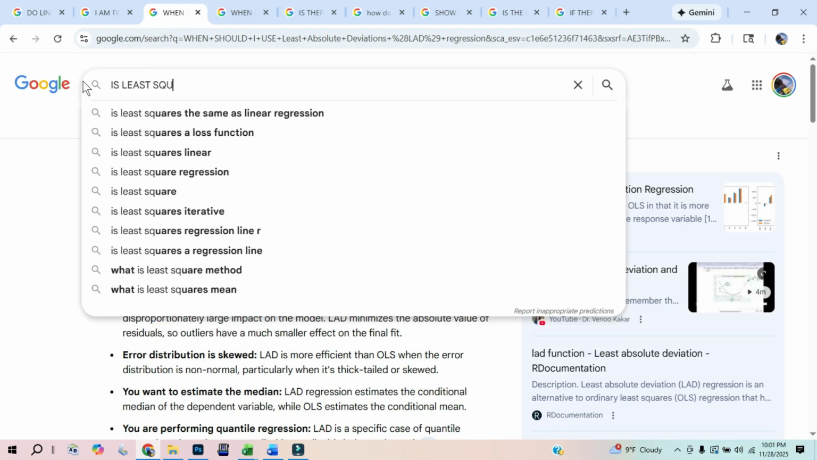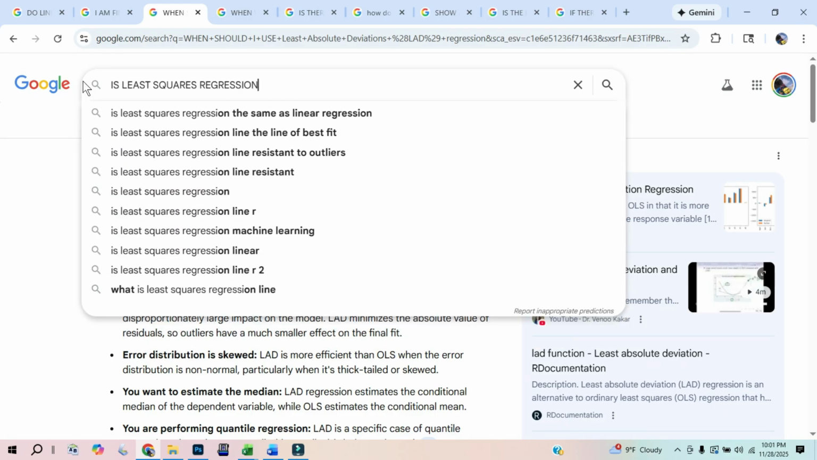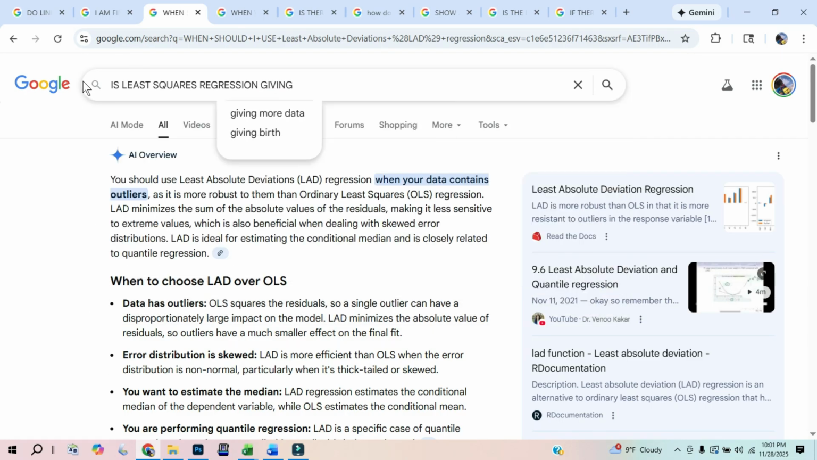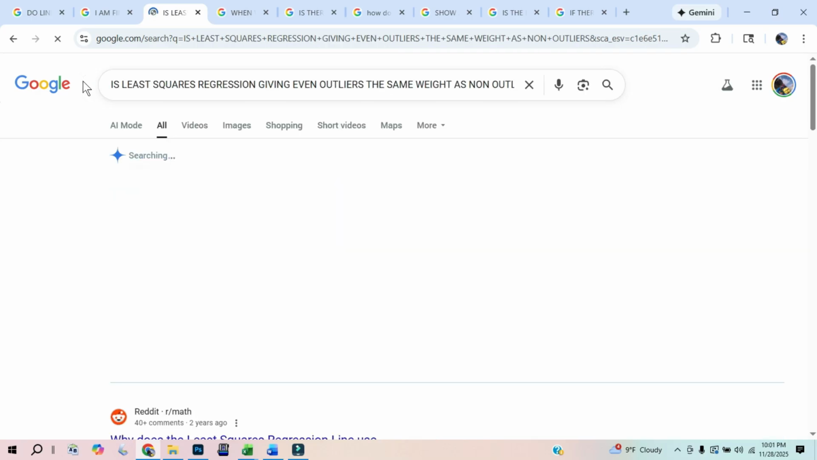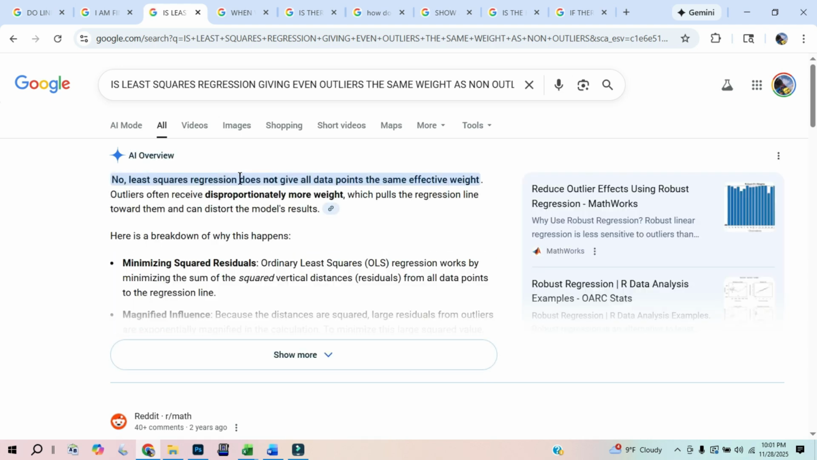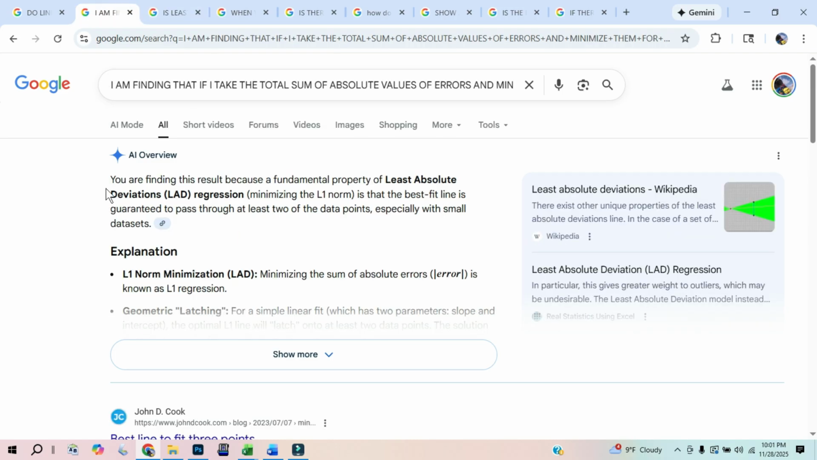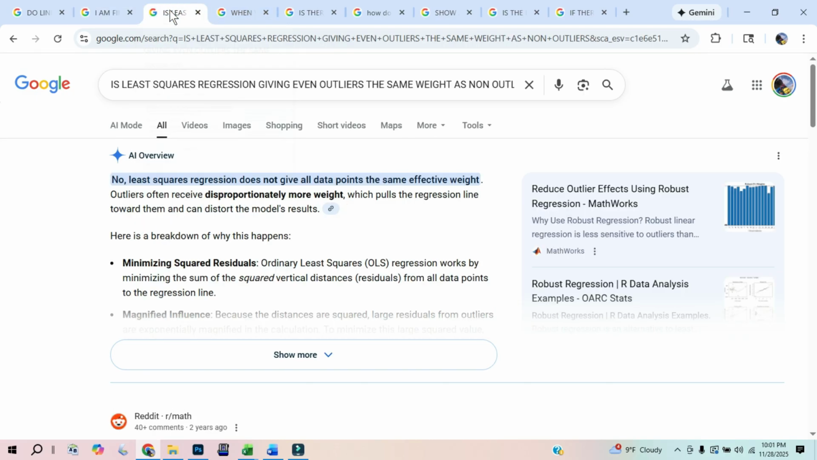Is least squares regression giving even outliers the same weight as non-outliers? No, least squares regression does not give all data points the same effective weight. Outliers often receive disproportionately more weight, which pulls the regression line towards them. Okay, so yes, least absolute deviation reduces outliers.